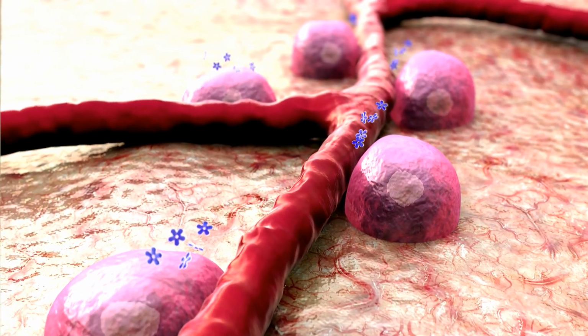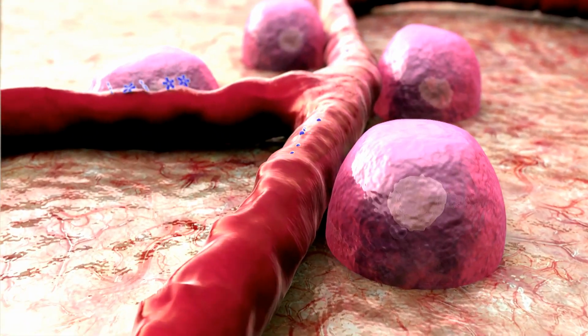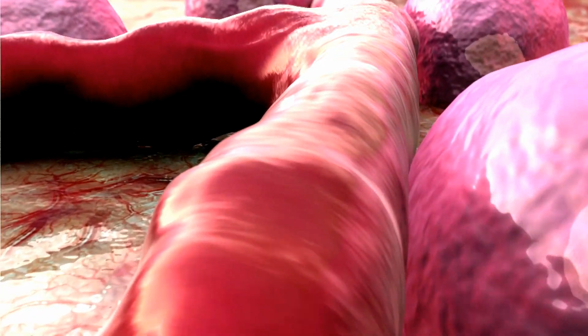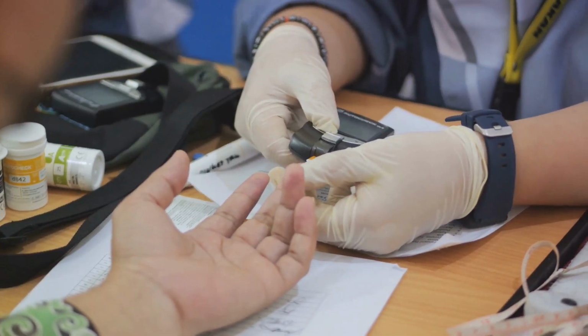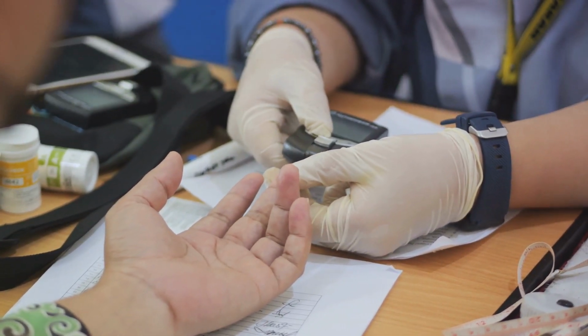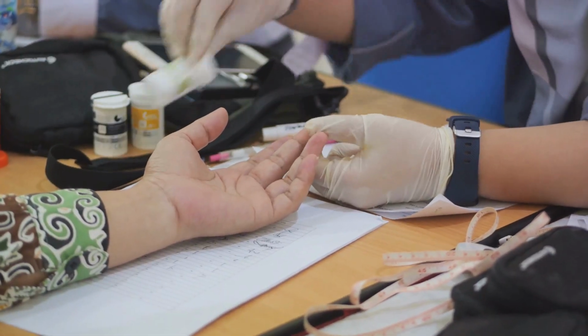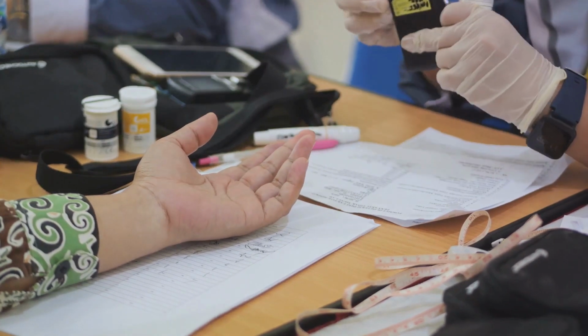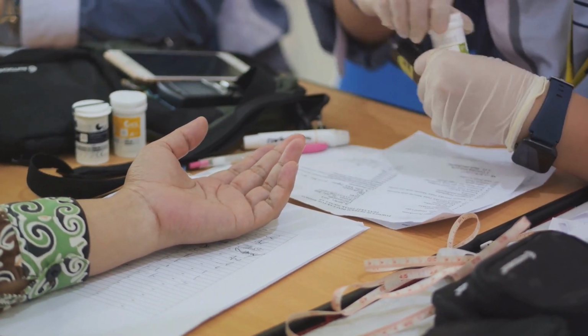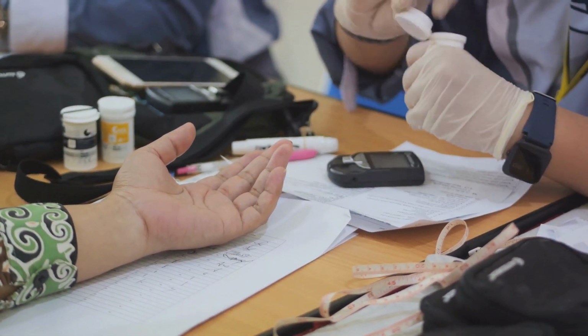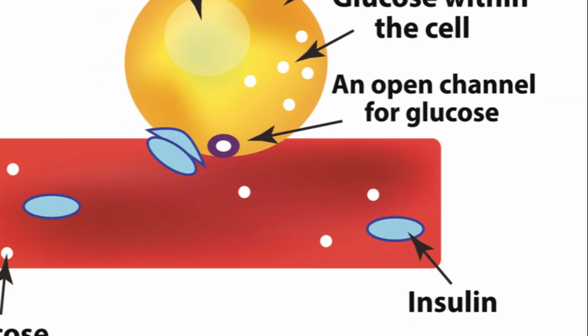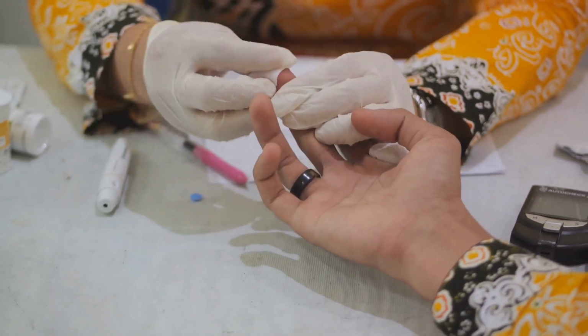Your own immune system mistakenly attacks and destroys insulin-producing cells in the pancreas. Thus, your body can't produce insulin, a hormone that regulates the level of glucose in your blood. The onset of type 1 diabetes is often sudden and dramatic, with symptoms like excessive thirst, frequent urination, unexplained weight loss, and fatigue.